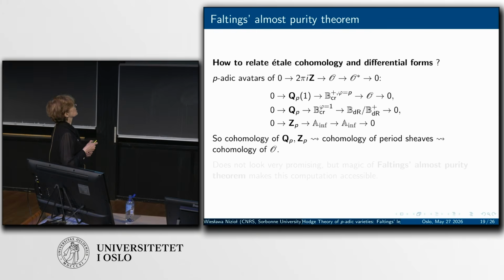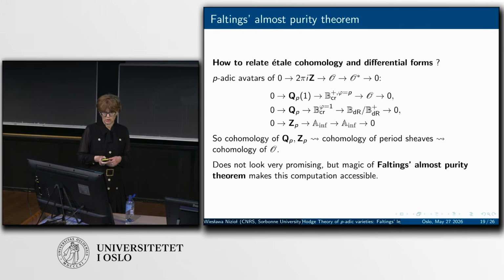So we are working on some site which is nice for us. It's called the pro-étale site, pro-étale topology, and we are interested in the cohomology of these sheaves Q_p, Z_p. And now we have these period sheaves. These are sheafy analogues of our period rings, of various types. Instead of computing the cohomology of Q_p, Z_p, we pass to the cohomology of these period sheaves. And then via these sequences, we pass to the cohomology of the structure sheaf, which now looks simple, right? We want the pro-étale cohomology of the structure sheaf. A priori, of course, this is not simple, but now we have the Faltings almost purity theorem, which we can use, and this simplifies computations greatly.